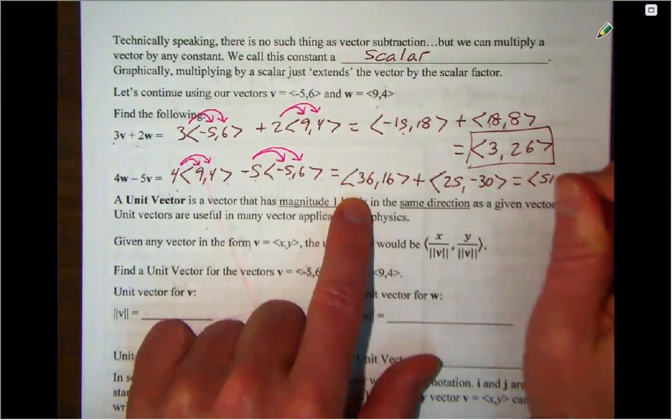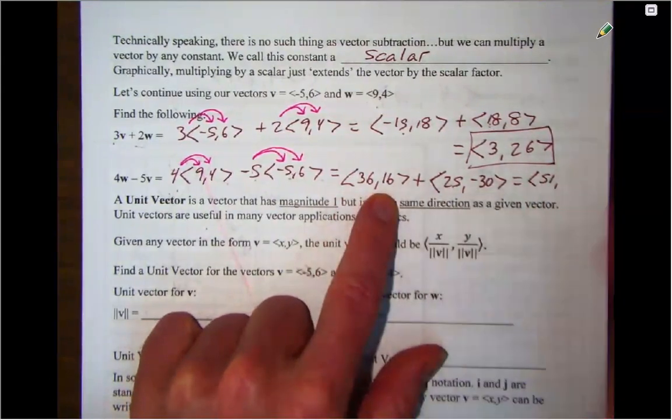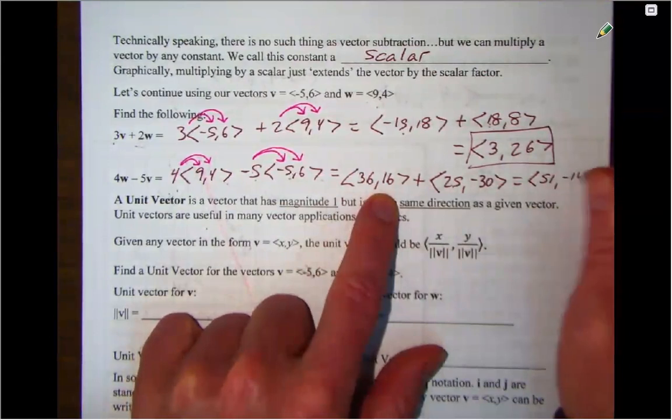Chris had me scared. I thought math was broken. And then 16 minus 30, negative 14. That's your answer.